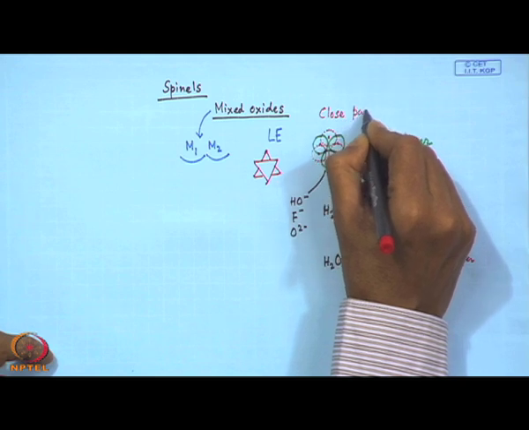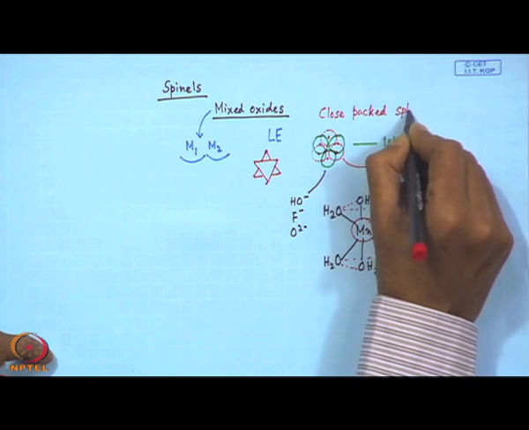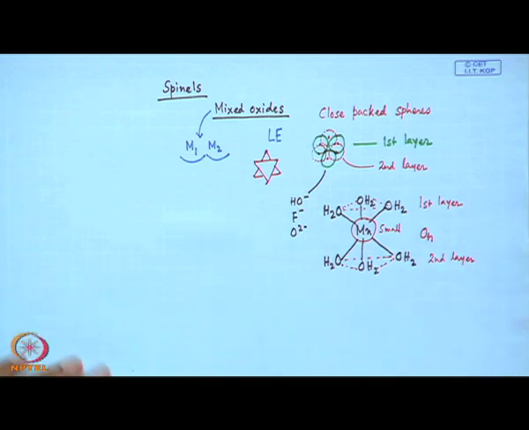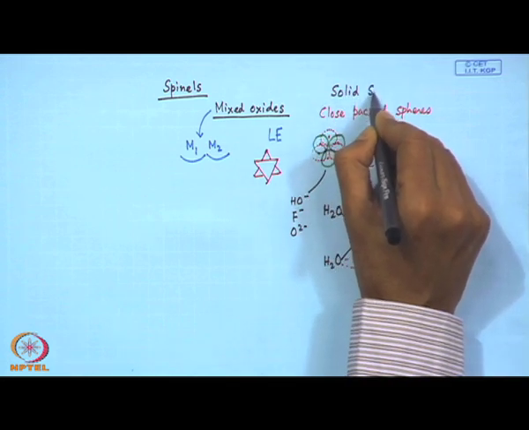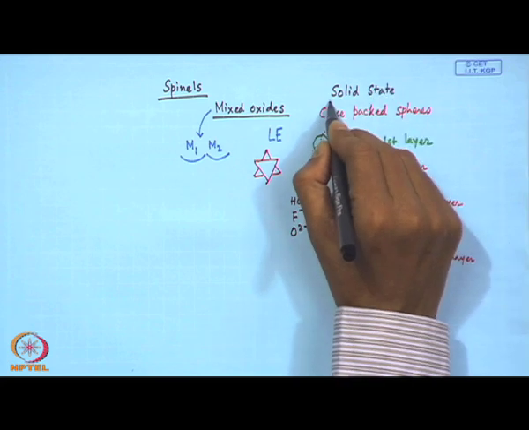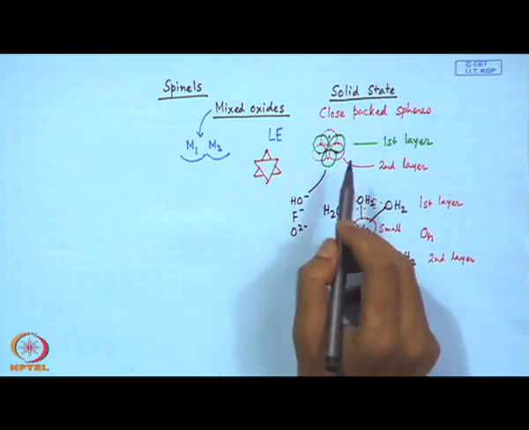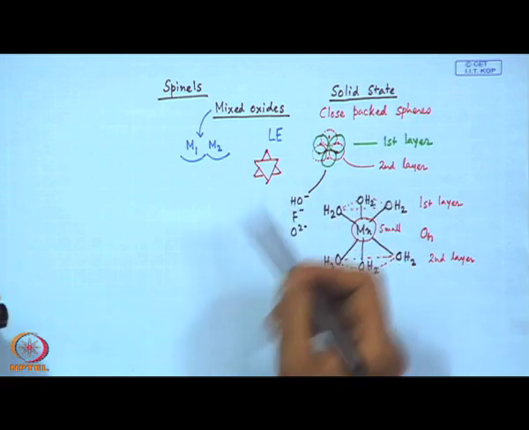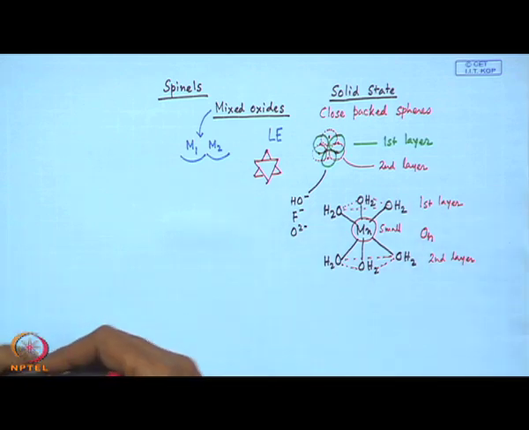So, if we have close packed spheres in the solid state, whatever we are discussing here is based on the corresponding solid state structure. In the solid state structure of these hydroxides, of these fluorides and all, we have the close packed spheres, and these two layers are forming either from hydroxide ion or the fluoride ion or the oxide ion.